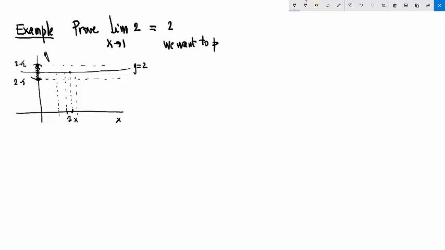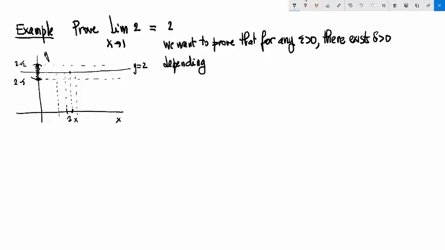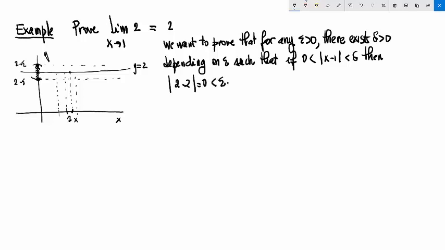We want to prove the following: for any epsilon which is positive, there exists some delta which is positive, depending on epsilon, such that if the distance between x and 1 is less than delta, then the distance between 2 and 2, which is 0 here, is less than epsilon. And this is always true. This conclusion is always true, so it makes sense that any neighborhood of x will suffice.